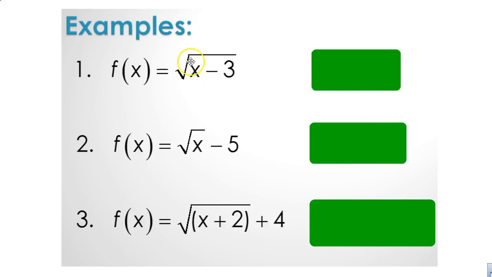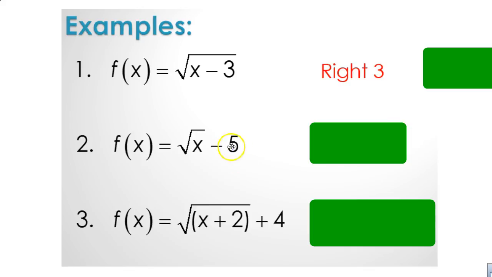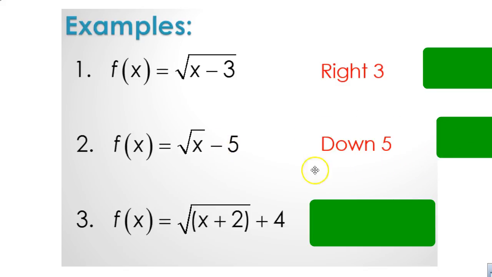f of x equals the square root of x minus 3. This minus 3 is inside. Things inside behave weird. I know it's left or right, but since it's minus 3, it's going to be a shift to the right 3. Minus 5 in question 2, the square root of x, minus 5, is outside of the radical. So that's up or down, and it's exactly the way that we think it should be. Minus 5 is going to be a shift down 5. And for number 3, we've got the opposite of 2, which is left 2, and up 4.